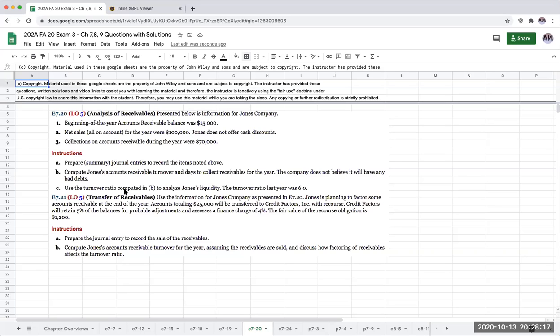So I'm not going to focus on the AR turnover, and I'm also not going to be doing part C, but I am going to do these journal entries because I do want to look at exercise 7-21. So journal entries to record the items. Right over here for exercise 7-20, my net sales on account were 100,000. So I'm going to debit accounts receivable, credit sales.